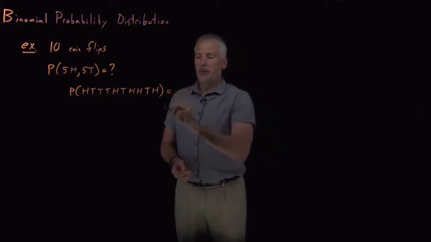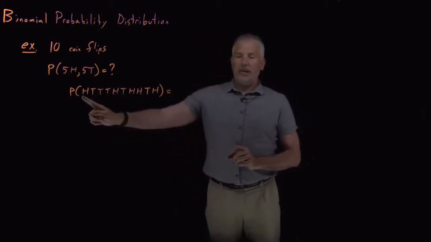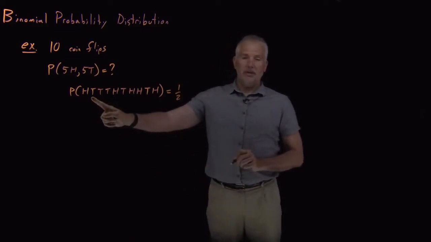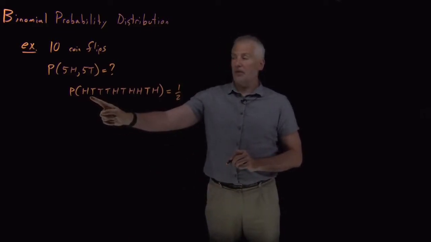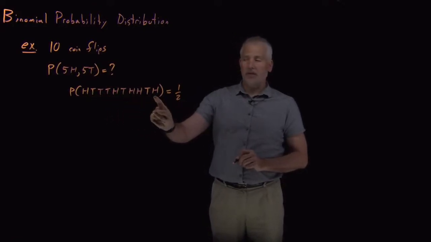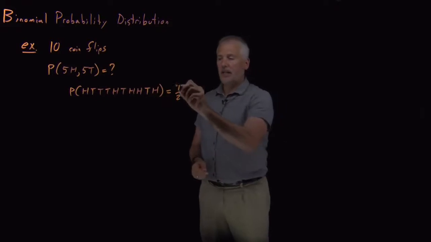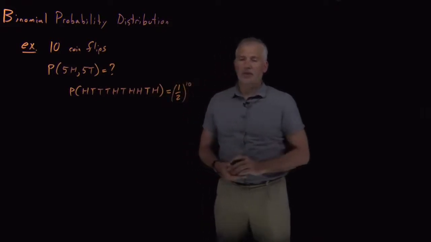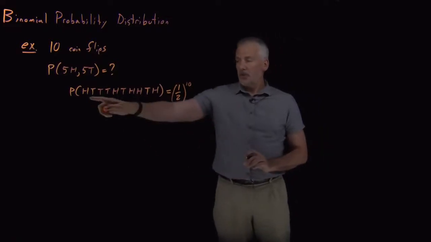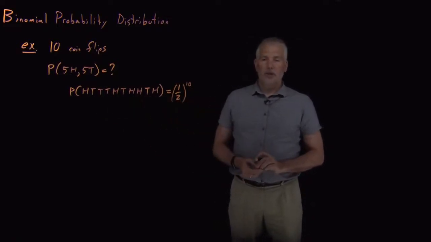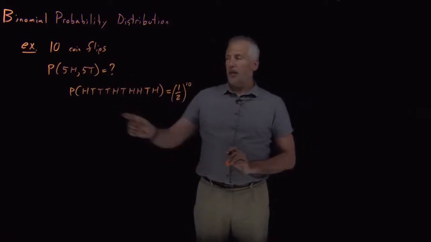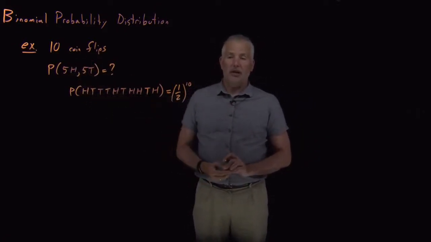So that probability is the probability of heads times the probability of tails, but that's exactly the same as the probability of heads. So it's 1/2 times 1/2 times 1/2. For every one of these outcomes I had a 50-50 chance of seeing the exact thing that I got. Since I flipped the coin 10 times, that's 1/2 to the 10th. So that particular outcome has a probability of 1/2 to the 10th. That's not the same as asking what's the probability that I get 5 heads in any order and 5 tails in any order.